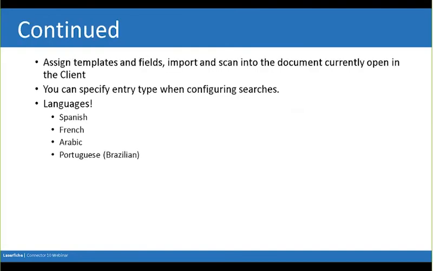So what else? Now the assign templates and field import and scan into a document. Before, you were able to do so, but you weren't able to do so into a document currently open within the client. And this can also be done within Web Access as well, but the scan portion of that can only be performed in the client, not Web Access. And you can also specify entry type when configuring searches, whereas before you would need to type out the advanced syntax specifically within the search term. So now we've just made it a little easier for everyone to do so.